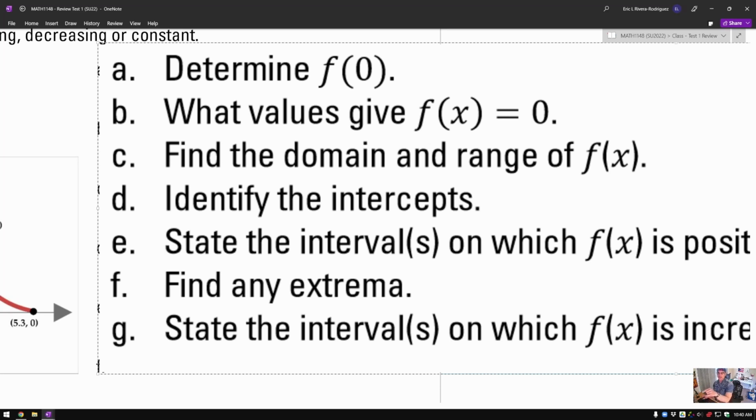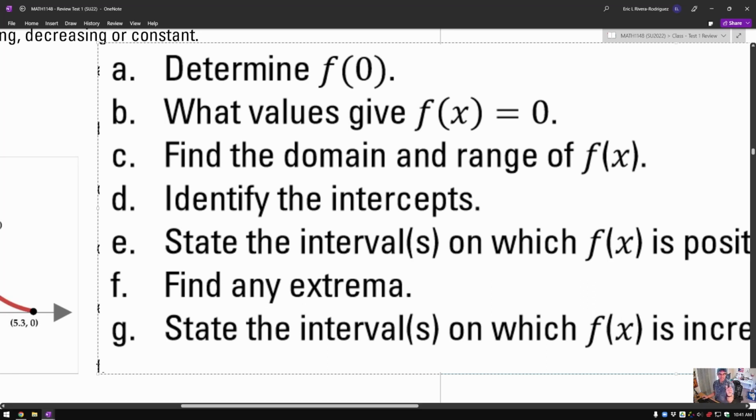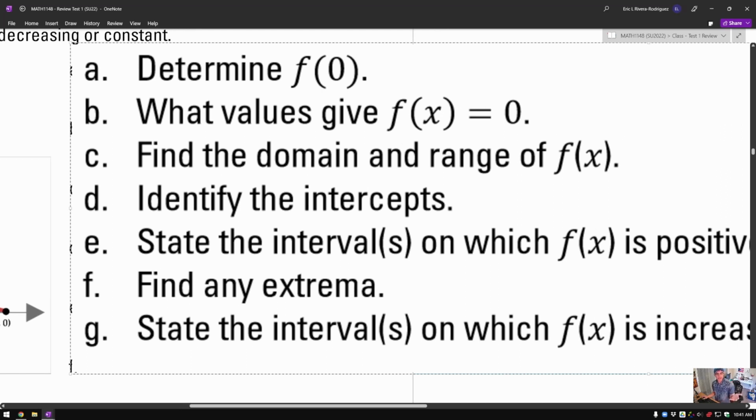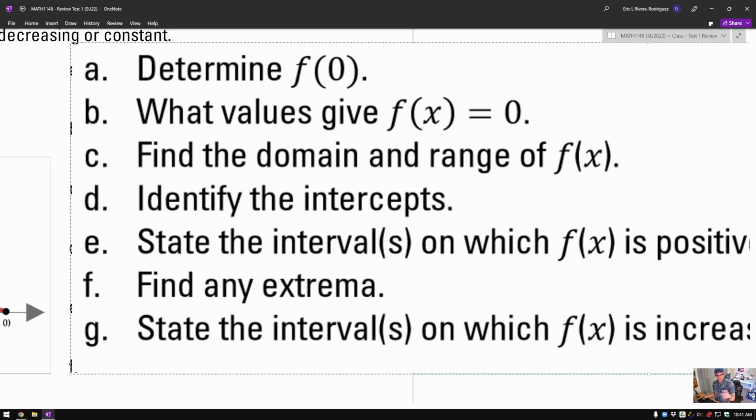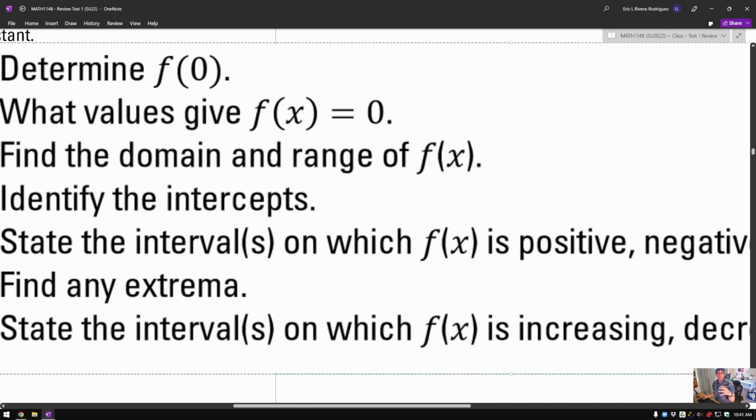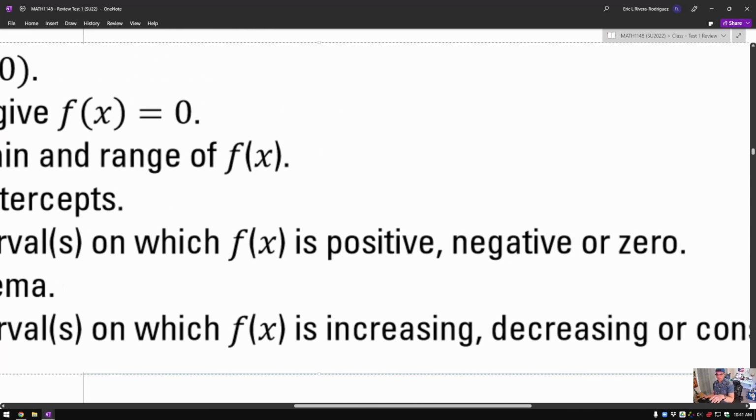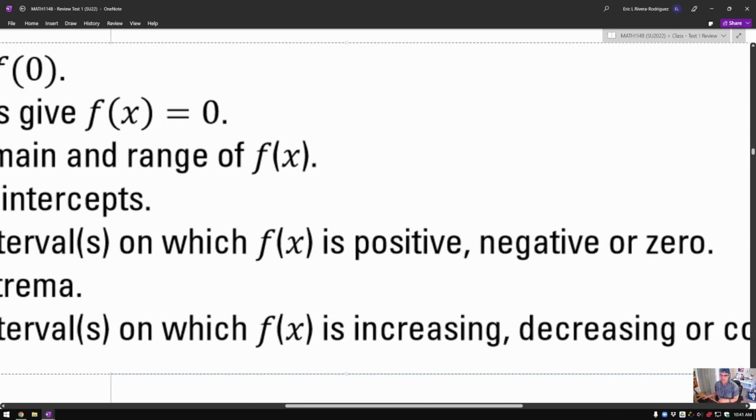What values give f of x equal to 0? Find the domain and range of f of x. Identify the intercepts. Say the interval in which the behavior of the graph is positive, constant, or negative. Find the extrema, the absolute and local maximum and minimum values, and state the interval in which the value of the function is positive or negative or 0. And those are the statements I chose, but it's the same.